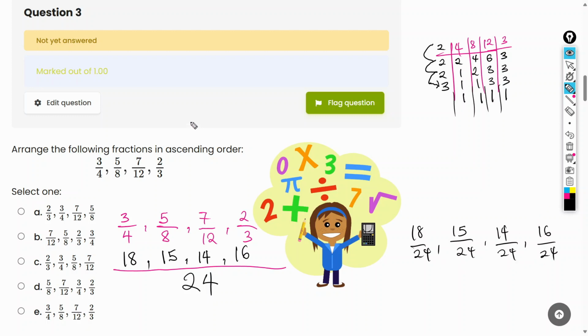So in ascending order, we start from the smallest. The smallest number is 14. So that means 7 over 12 is the smallest. We have that here. Followed by 15, 5 over 8, yes. Followed by 16, which is 2 out of 3. And then 18, which is 3 out of 4. So our correct answer is B.